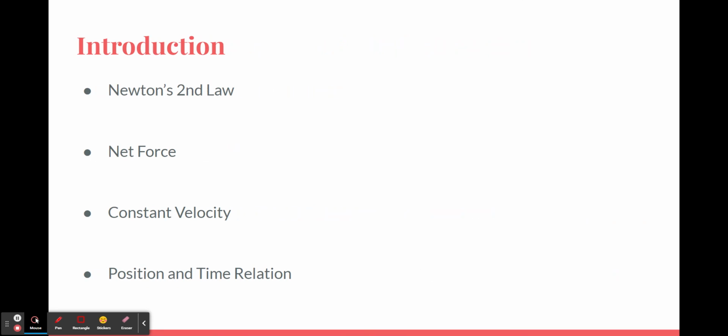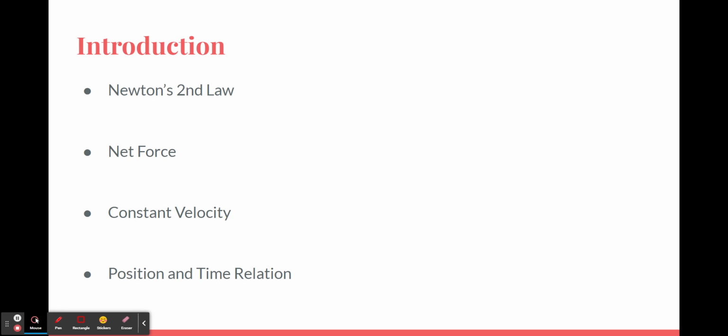Now, this lab discusses four key topics. The first being Newton's second law, which states that an object's acceleration is dependent on the net force being applied to the object and the mass of that object. In this situation, the object is going to be a tennis ball. The net force is the applied energy or force applied to that ball over a period of time.